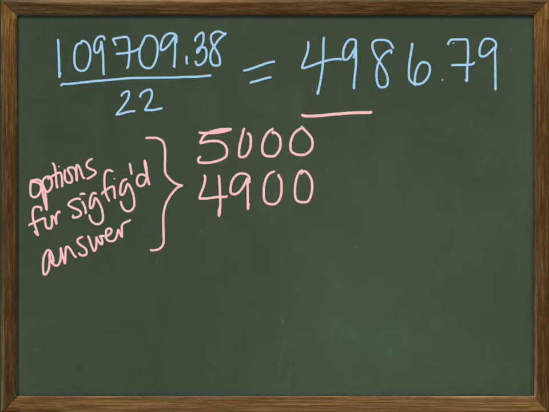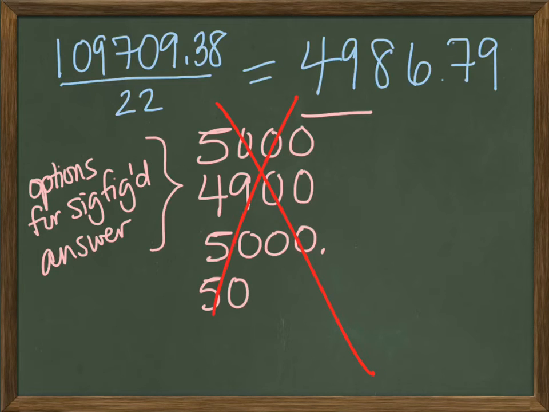True. But it's also not rounded correctly. Oh, okay, well, I could do this. 5,000 with a decimal after it. Yeah, but that has 4 sig figs. Oh, 50? No! Don't be ridiculous! That was fun. So, how do I fix this?